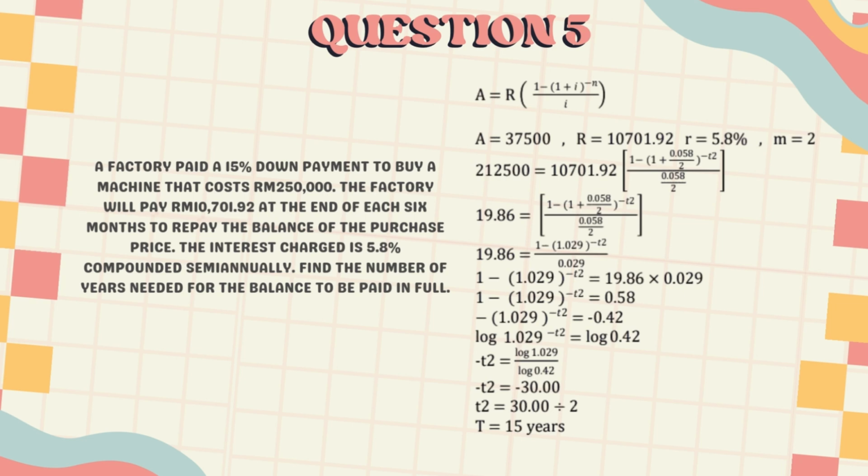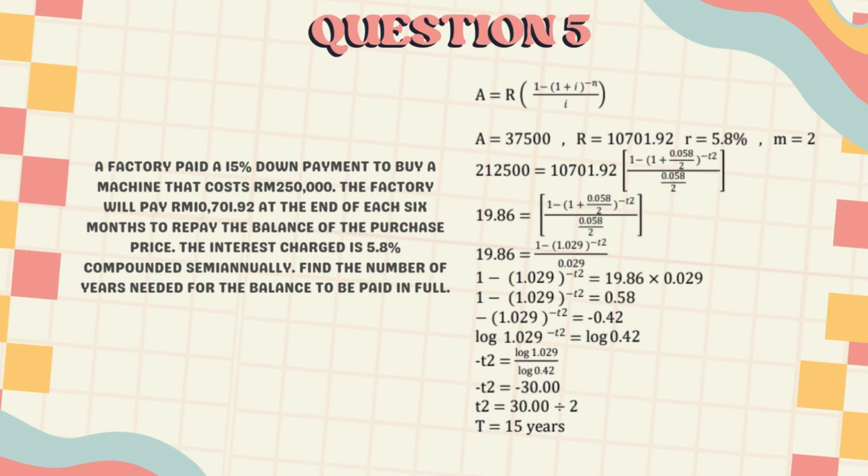Take out the information first and we need to use the formula of A equals R bracket 1 minus bracket 1 plus I negative N divided by I. We need to subtract the 15% down payment from the purchase price, which is 215,000, to get the balance of the purchase price. And use the answer as A. 182,750 equals 10,701.92 bracket 1 minus bracket 1 plus 0.058 divided by 2 negative T2 divided by 0.058 divided by 2.